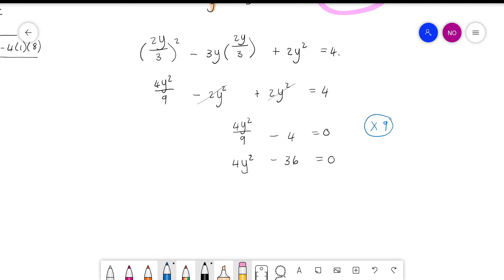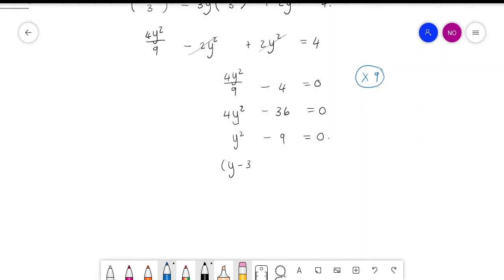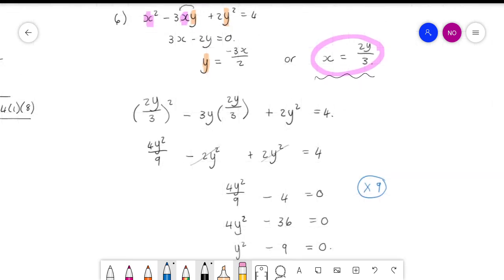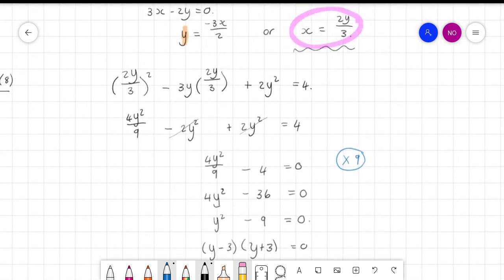Okay? Divide by 4? 9, yeah. Do you guys agree that's the difference between two squares? So then I have two values for y. And what must I remember? My two values for x. Okay, so I'm somewhere going to use this one. Did I copy it right now? Yeah.